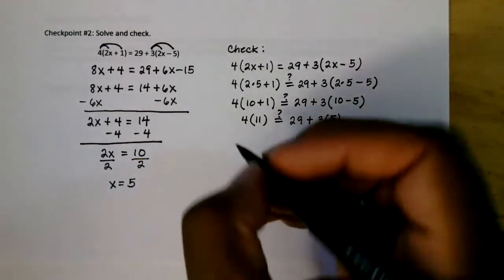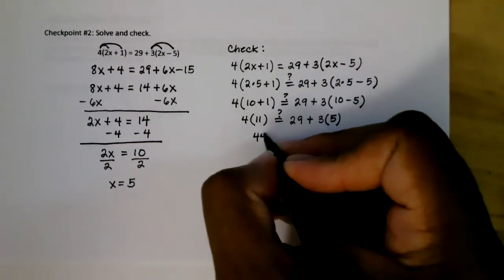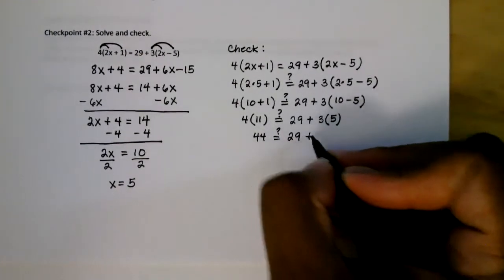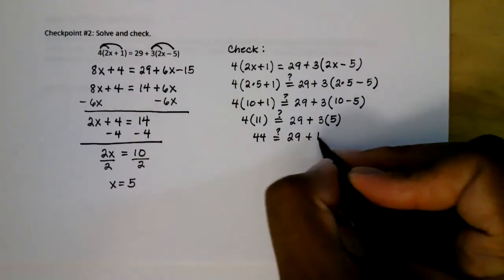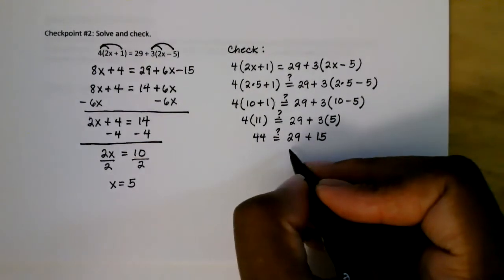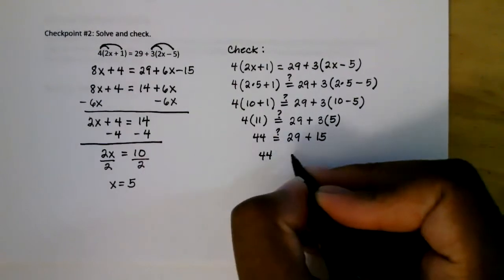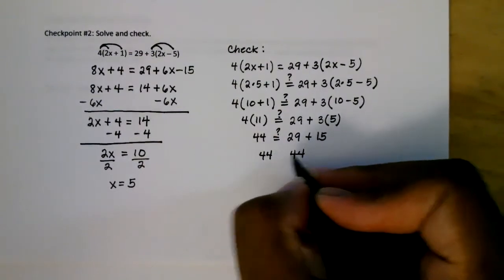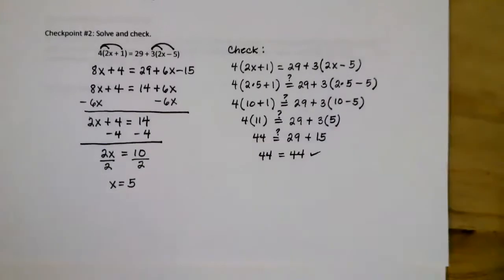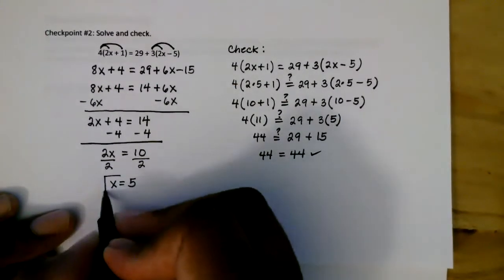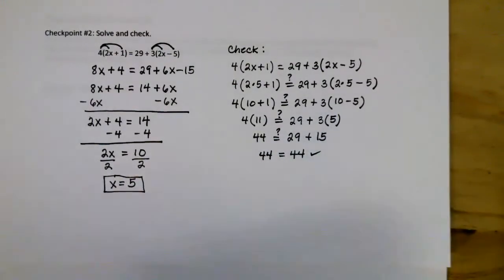If I multiply 4 times 11, that's 44. That's equal to 29 plus 3 times 5, which will be 15. On the right side, add 29 and 15, you will get 44, which is the same as what we got on the left side. So that checks. So this means x equals 5 is the solution to that linear equation.